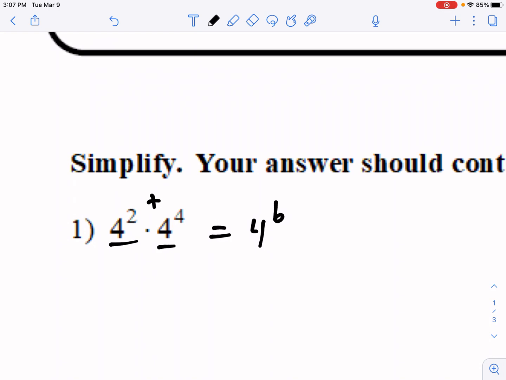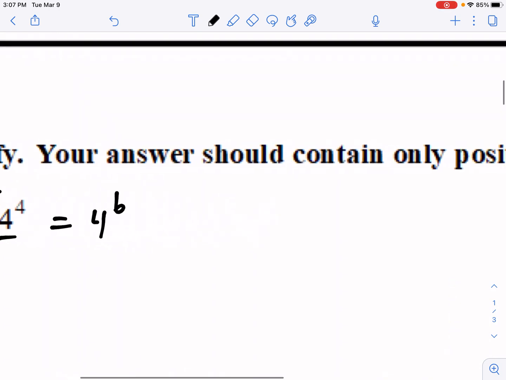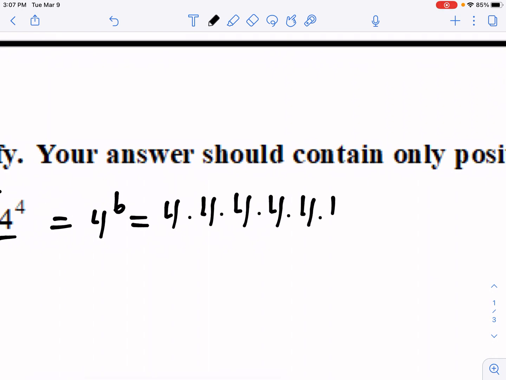Now, that might be the answer we're looking for, or if they want you to evaluate it, we could just break it apart as 4 times 4 times 4 times 4 times 4 times 4. You can multiply that all together, or if you just wanted to, in your calculator, take 4 to the 6th power, and we get 4,096.